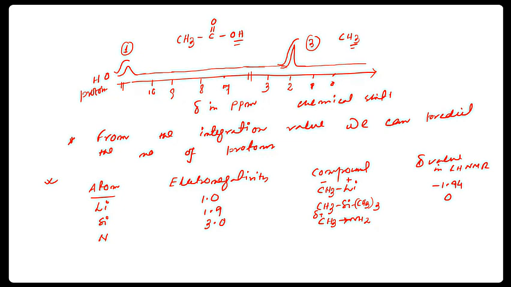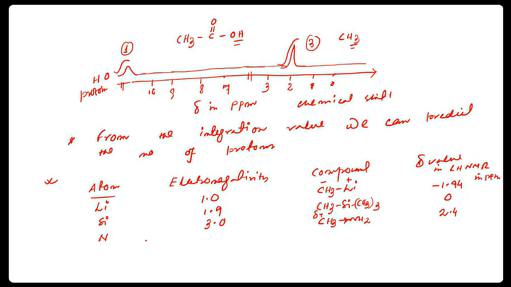If it is electron rich, it will go to the negative region or the lower ppm value. If it is electron deficient, it will go to the high ppm values. That's why it will appear around 2.1 ppm, delta in ppm.